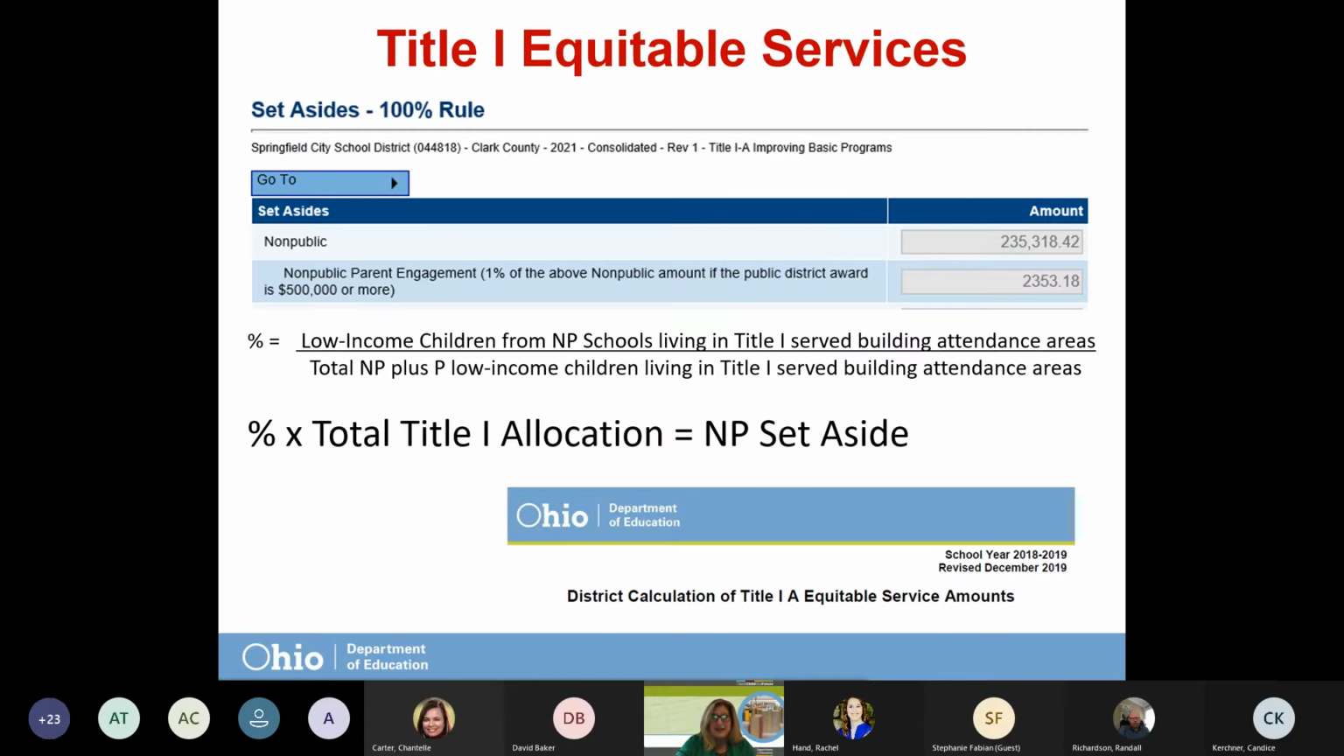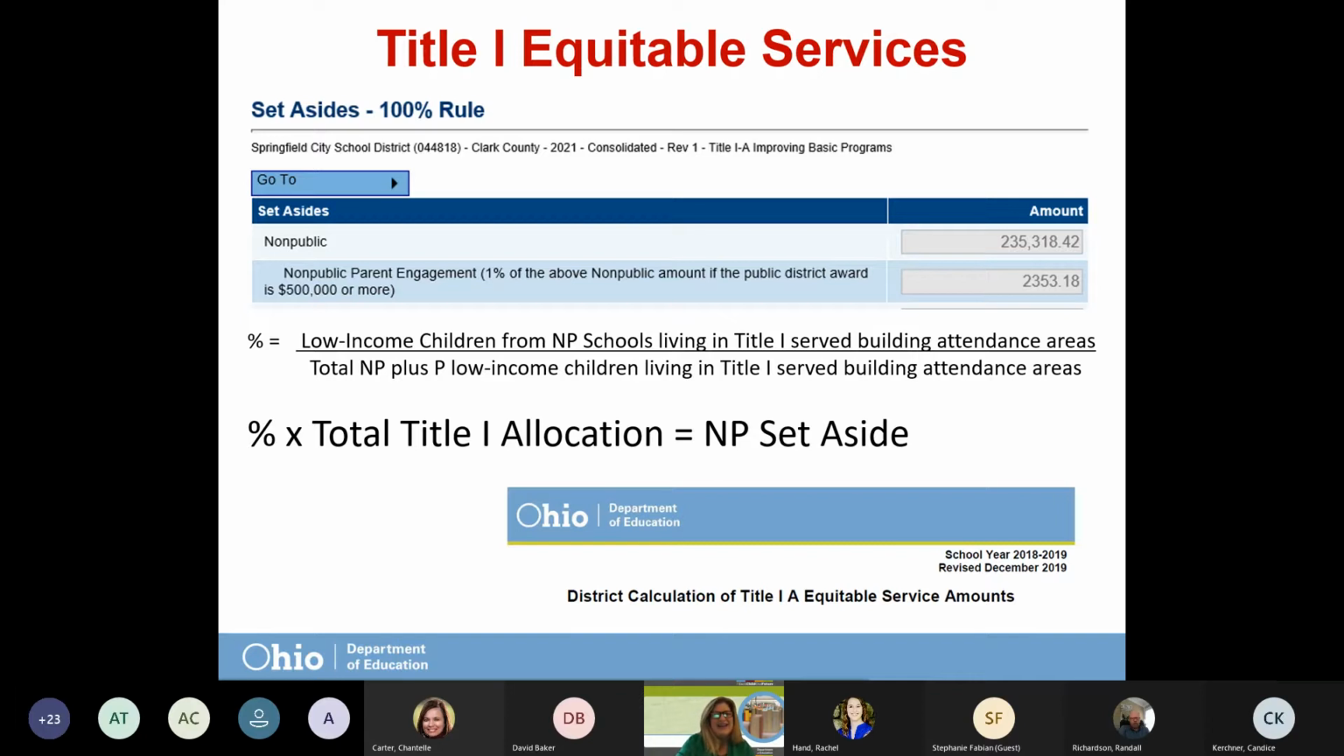While it's awesome that our systems calculate and display the equitable service amounts for you, many states don't have that. An auditor would expect the district to understand how these calculations were made. The set-aside displayed in CCIP was calculated by creating a proportion of the total number of low-income children enrolled in non-public schools reported to Title I served attendance areas over the total number of all low-income children, public and non-public, who reside in Title I served attendance areas. There's a document in the CCIP document library called District Calculation of Title I-A Equitable Service Amounts that explains the process in more detail. That's a little light reading for you.